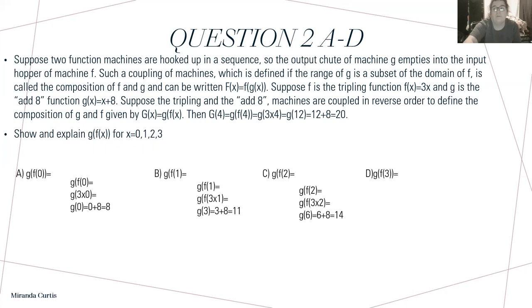And then remember, we're going to do our 3. So we got G(F(3)). And then we're going to fill it in. 3 times 3 is 9. We're going to go 9 plus 8 is 17.